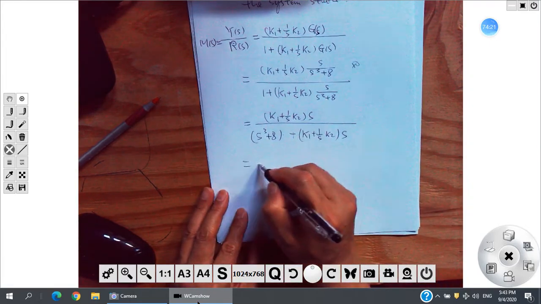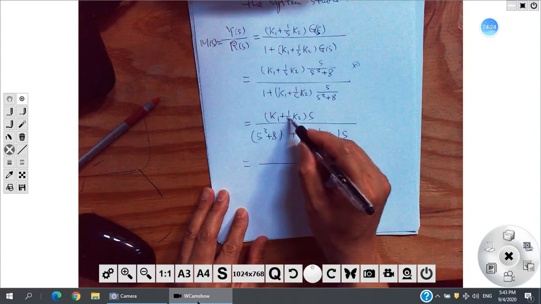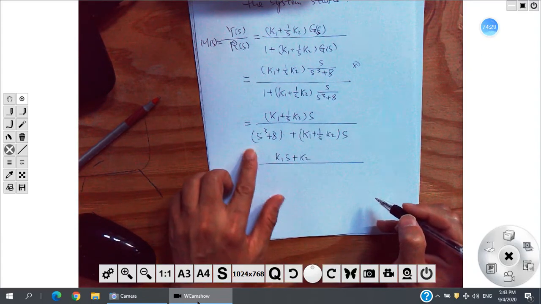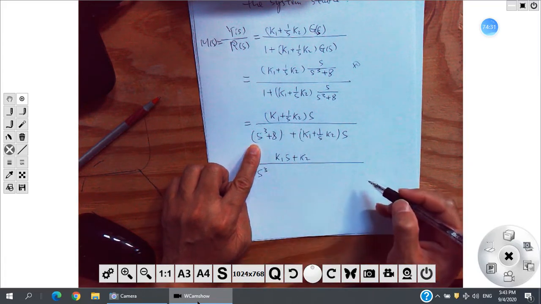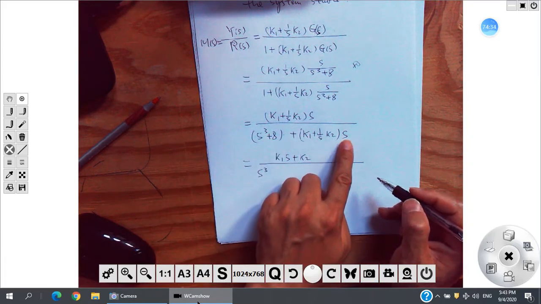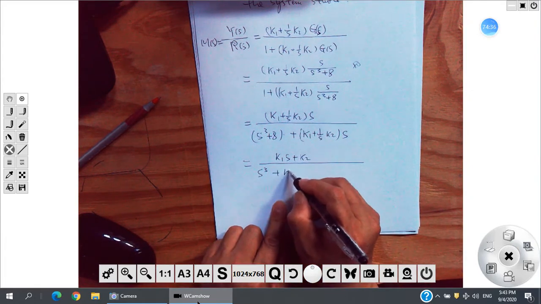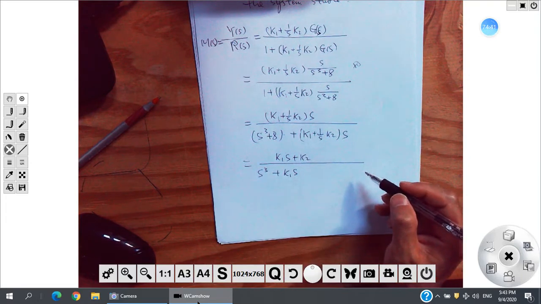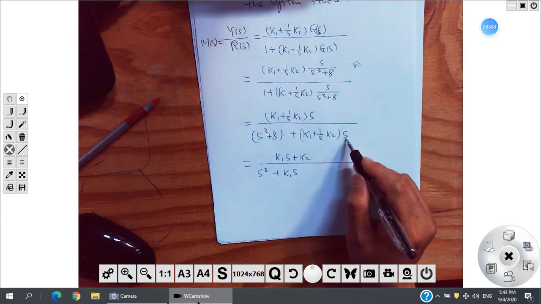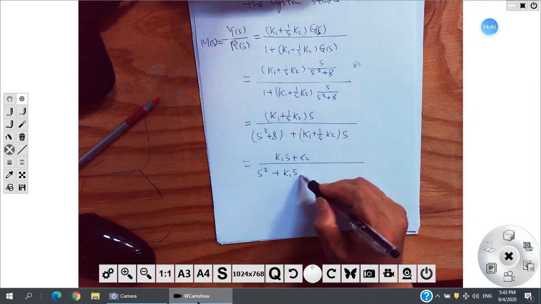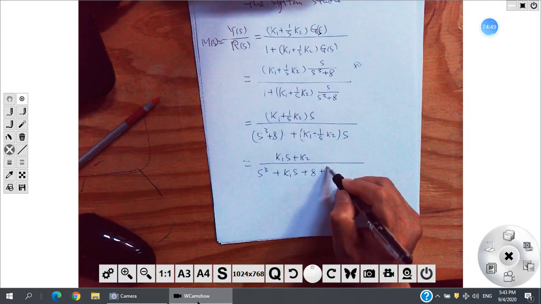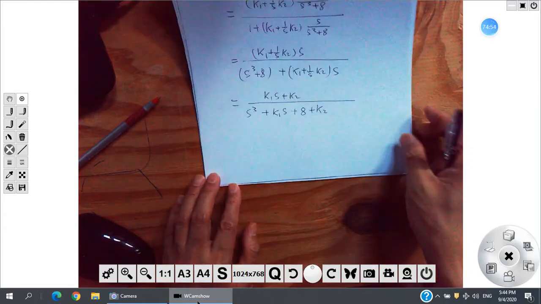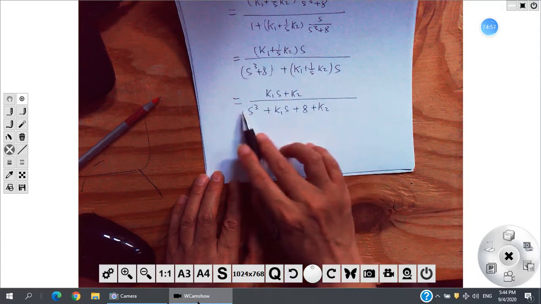So this gives us, multiplying S inside, K1 S plus K2 as the numerator. In the denominator I have S cubed, this is a constant. I put the S term here, this is plus K1 S, and then the constant term, this is 8, plus K2. All right. Can we have this stable? Can we find K1, K2 to make this stable?